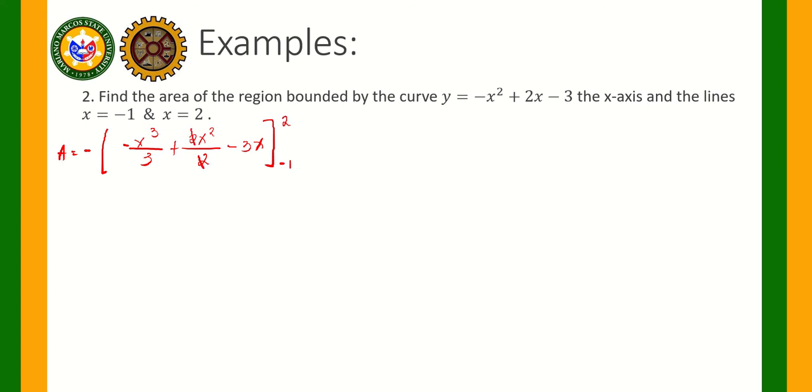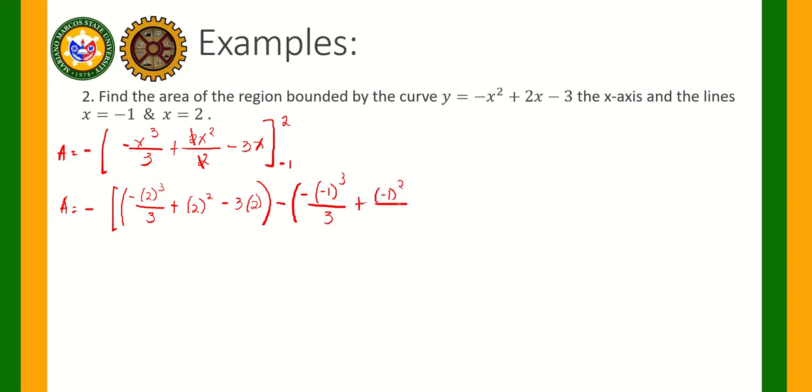Now we plug in the limits. Area is equal to negative times, okay, the upper limit first: negative 2 cubed all over 3 plus, it's not negative, positive 2 squared minus 3 times 2. So this is the upper limit. And we subtract the lower limit, which is negative 1 cubed all over 3 plus negative 1 squared, minus 3 times negative 1.